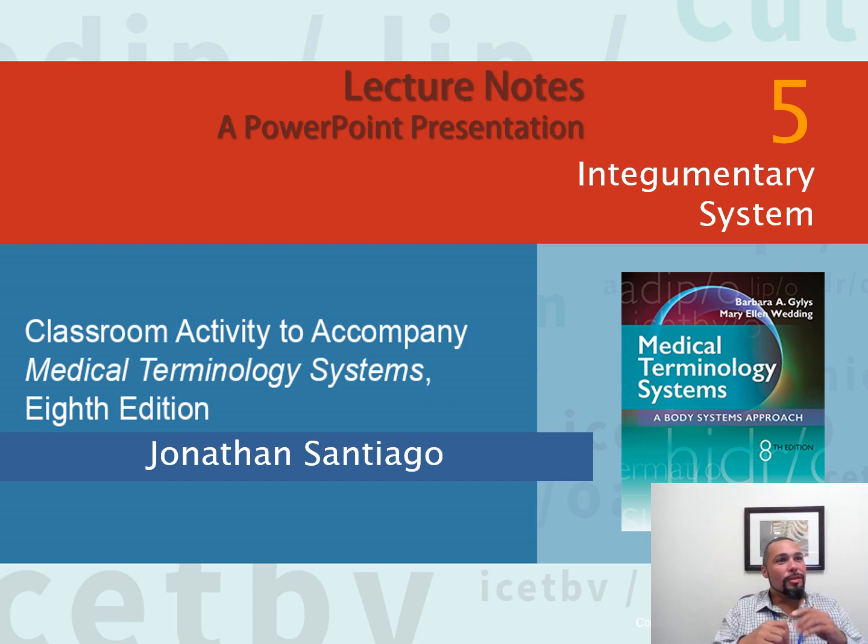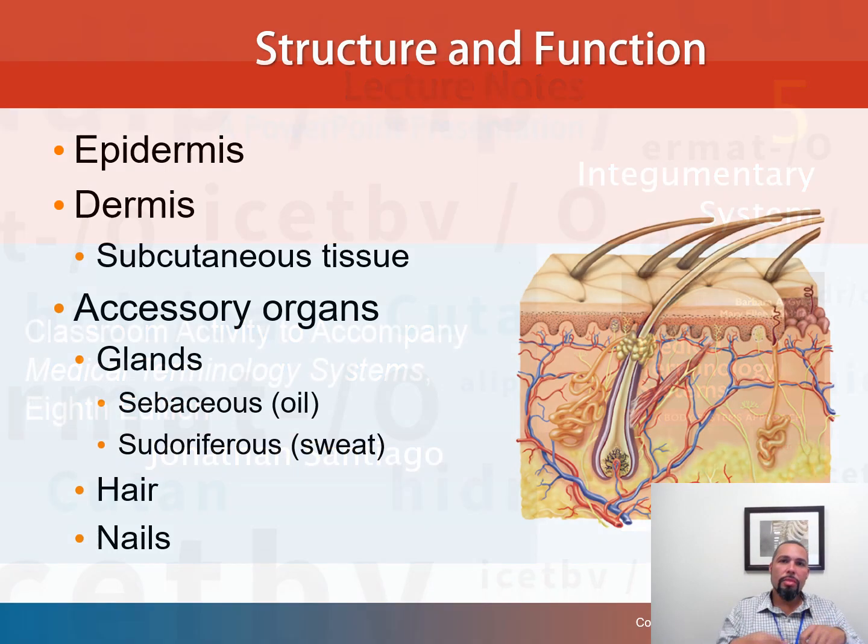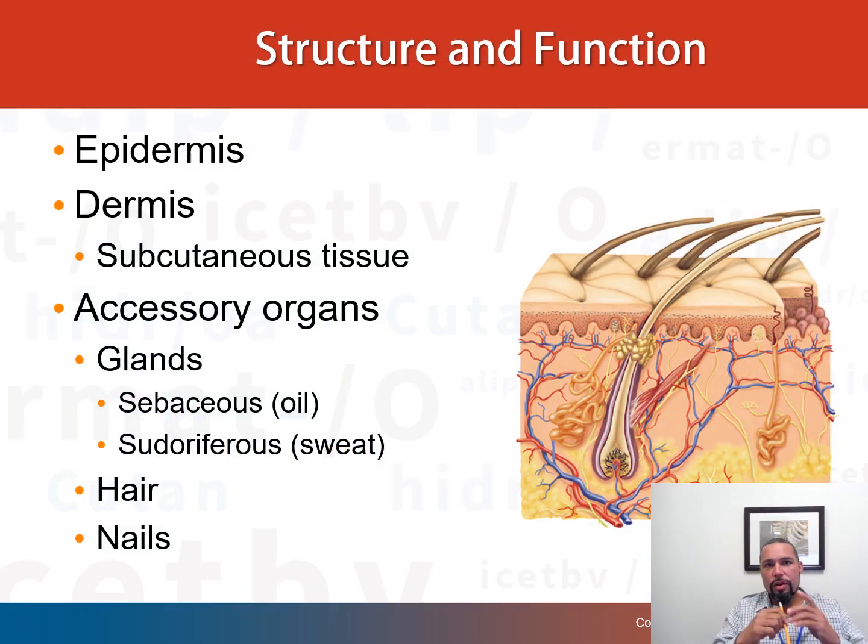Anyway, the reason I brought that joke is because we are going to be talking about the integumentary system. And one of the portions of the integumentary system is the skin. All right, let's talk about the structure and function. We have the epidermis, the dermis, and then we have accessory glands. The dermis consists of a subcutaneous layer, which you kind of see.